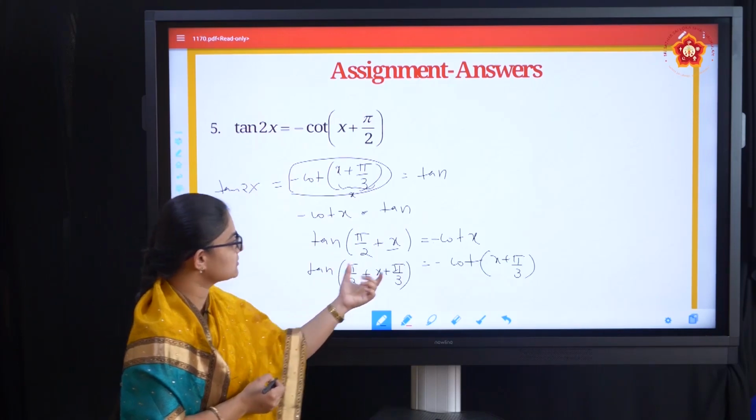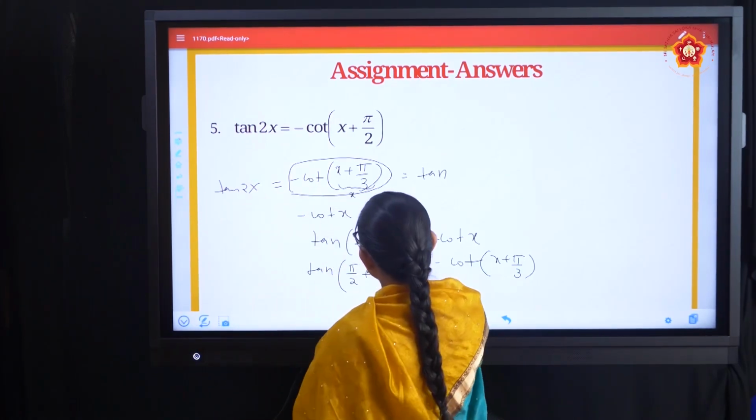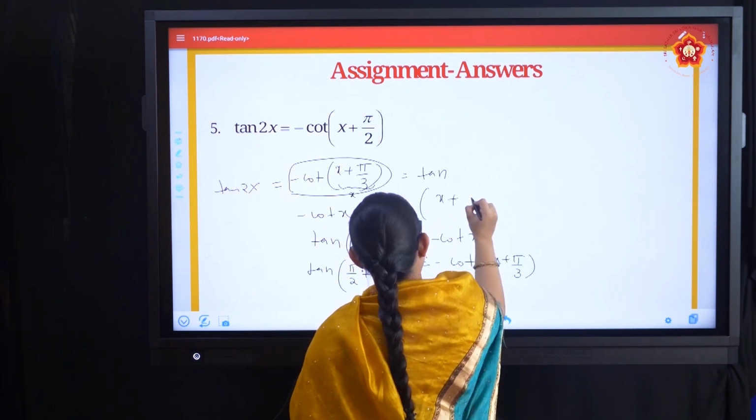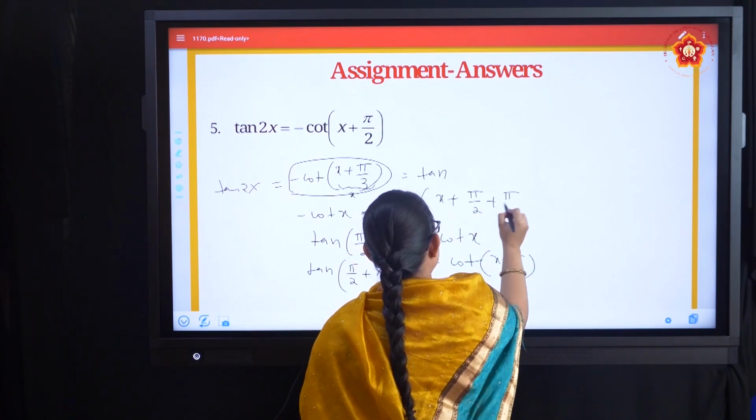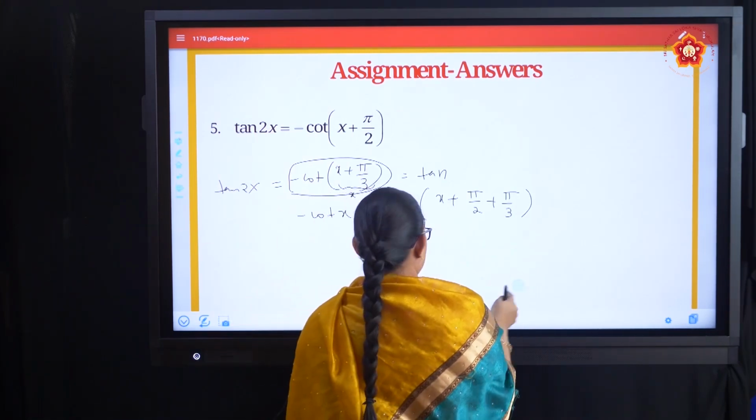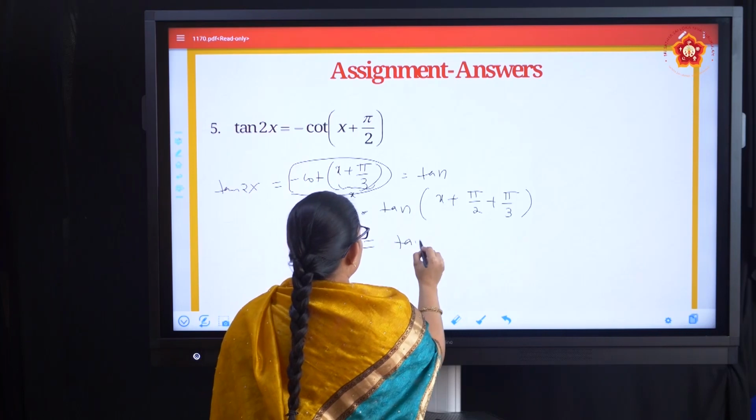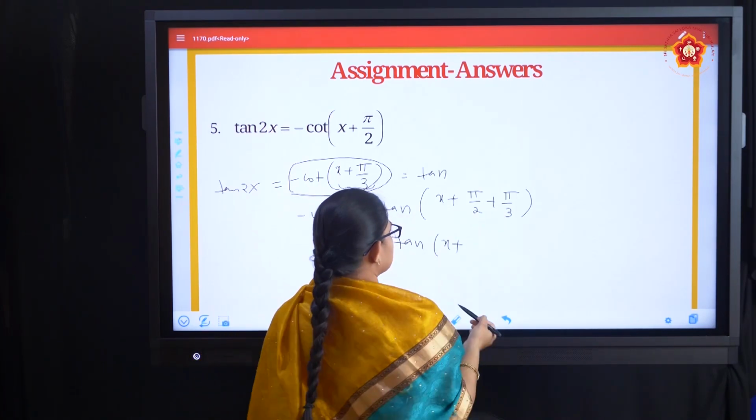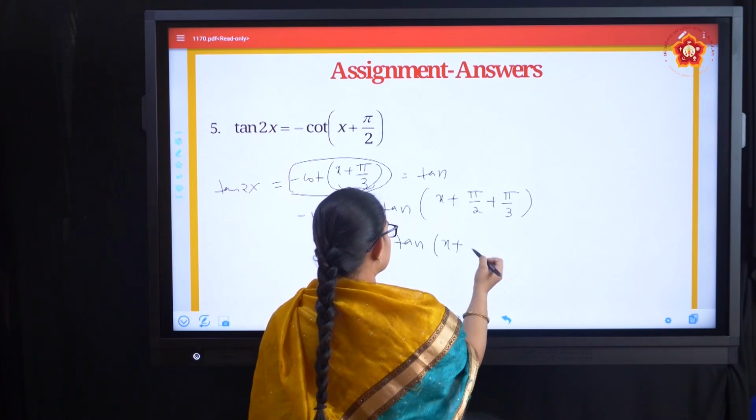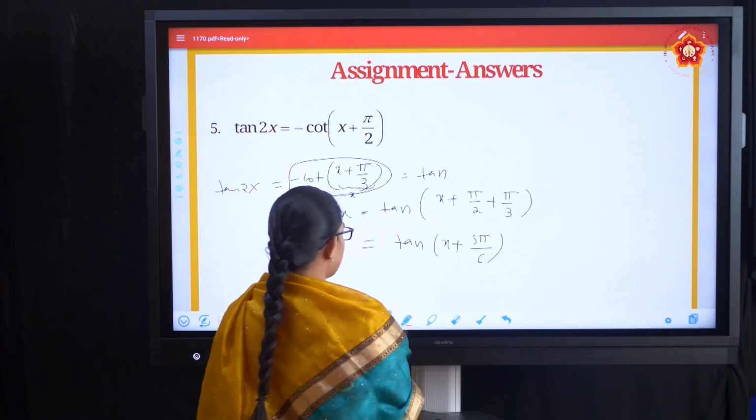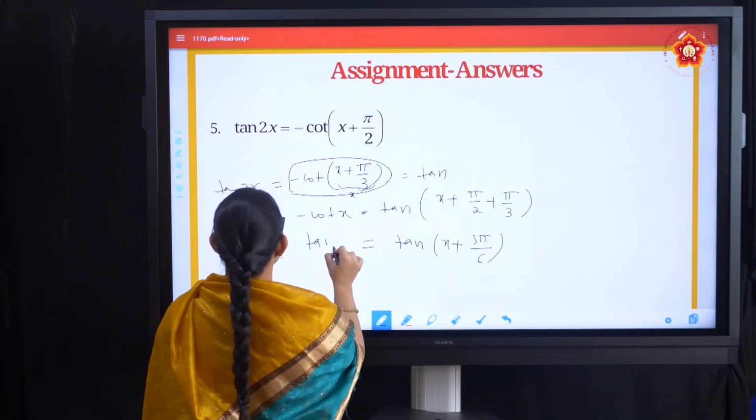So like this we can express this, that is minus cot x is nothing but tan of x plus pi by 2 plus pi by 3, which we can say is tan of x plus pi by 2 plus pi by 3, that is 3 pi plus 2 pi, 5 pi by 3 into 2, 6. So this is the angle for tan 2x.